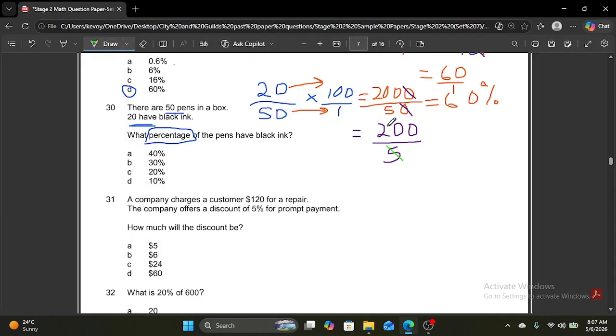So how many times can 5 go into 20? 5 into 20 goes 4 times, and you will be left with a 0. And there's a 0 right here, so you just write 4, 0%. So that's 40%. Let's see if we have the answer right there. So that's A, 40%.